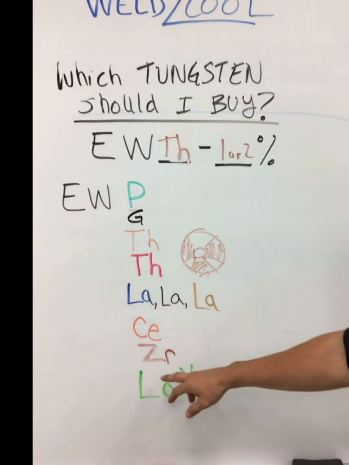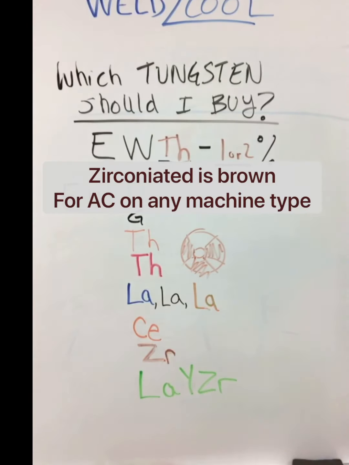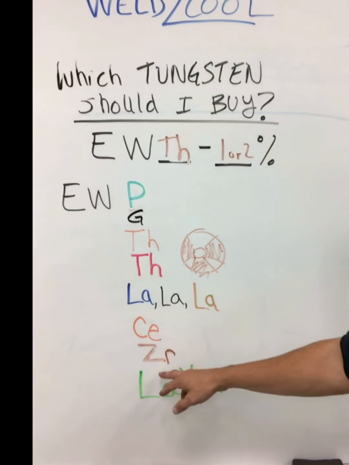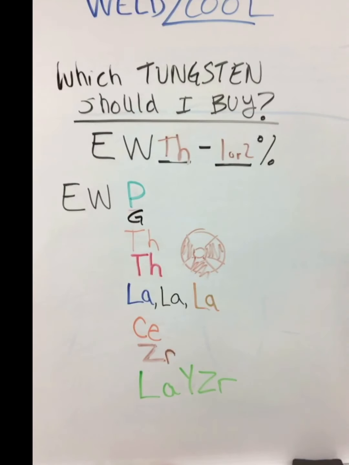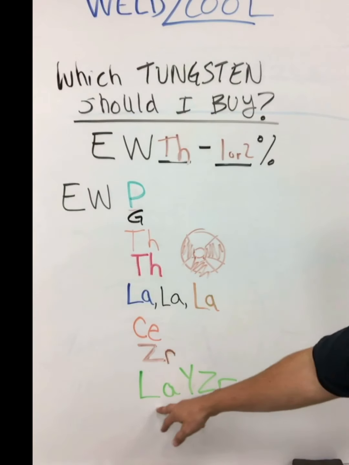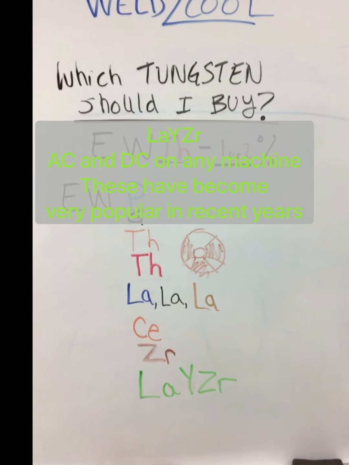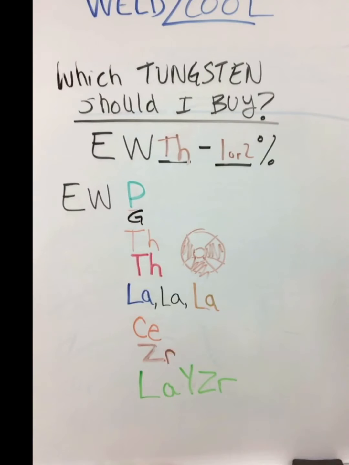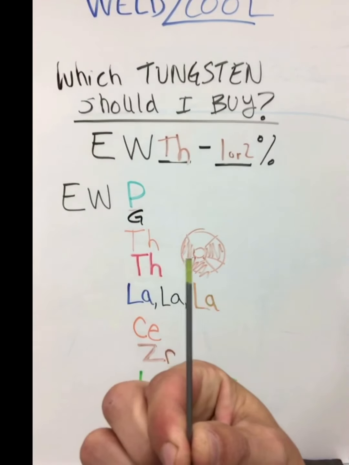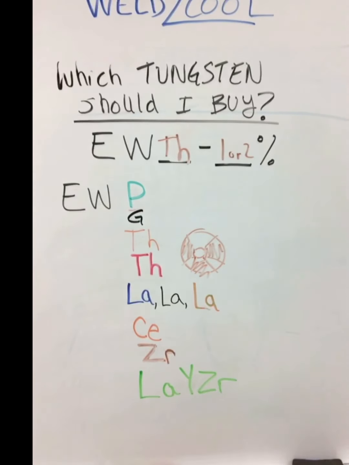We use the 2%. Zirconiated is a great AC rod, and that's the brown one. I didn't have a brown marker, so that's the closest I could get. And then this Layzr, the laser rod, which can come in purple or a green, they call it chartreuse. That's kind of where everything's been going, a lot of these tri-blends. See if I have one here. So you can see it's got that greenish band. It's called chartreuse. I think I have some purple, but I'm not going to pull it out here.